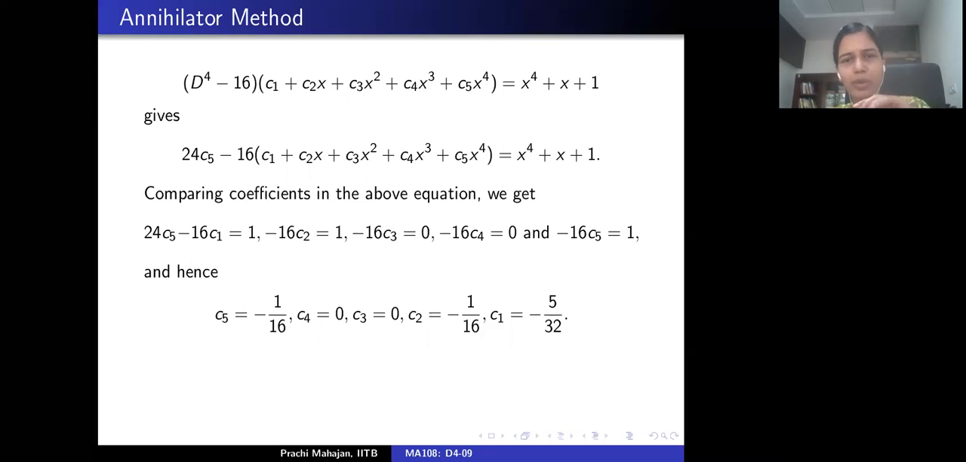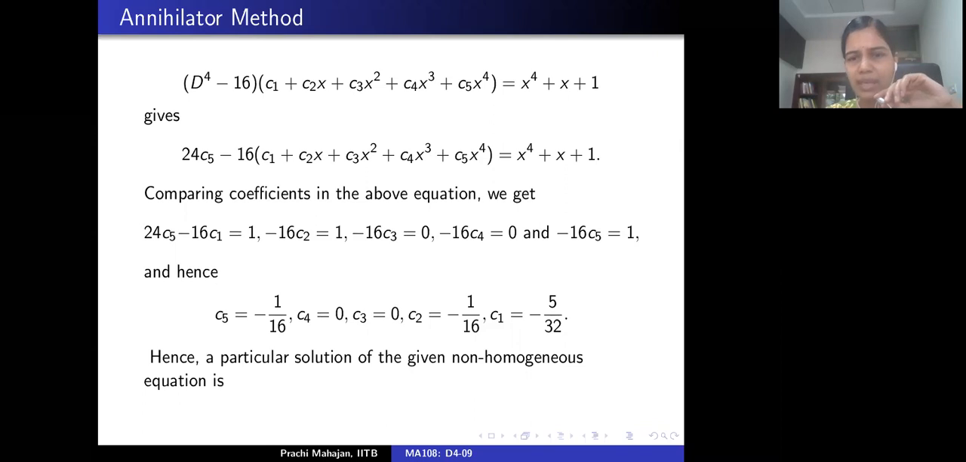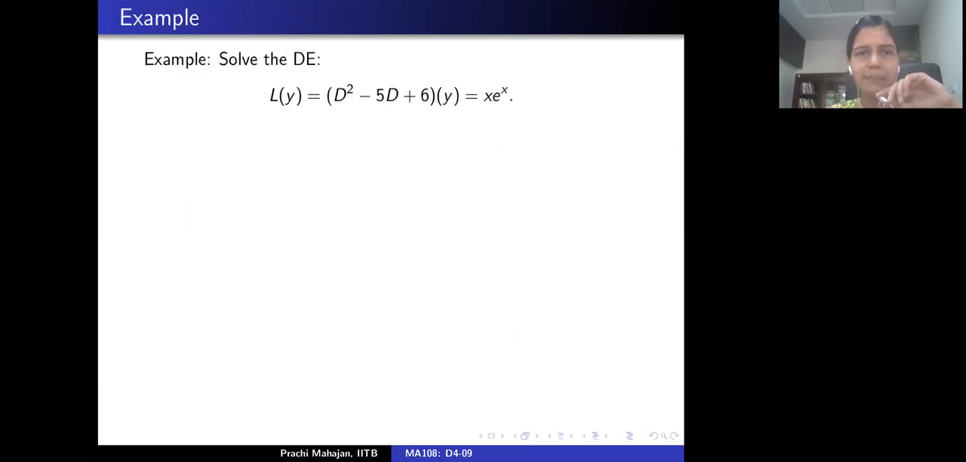Any mistakes, please point it out to me. Feel free to send me an email. Okay, so I will skip this computation part. Let's see one more example using this method.